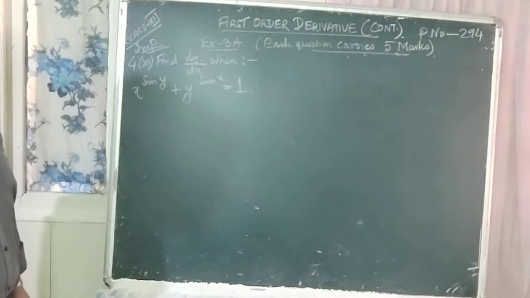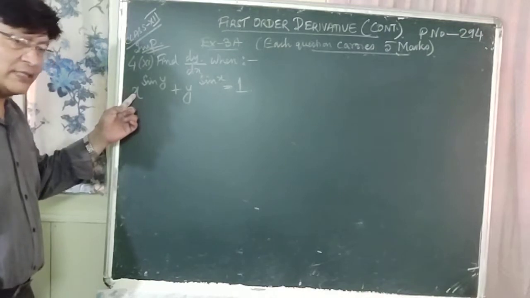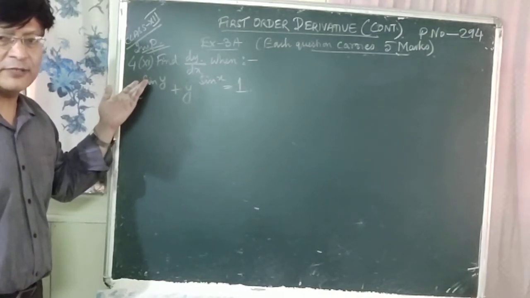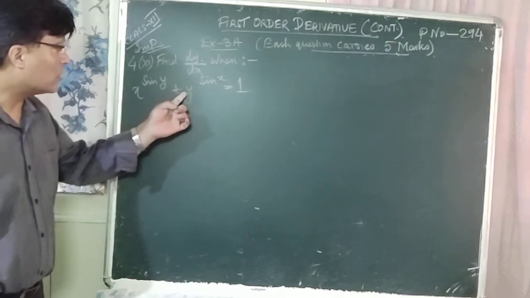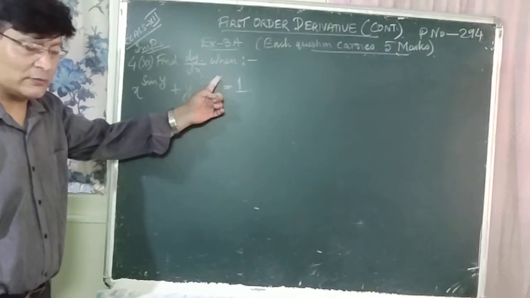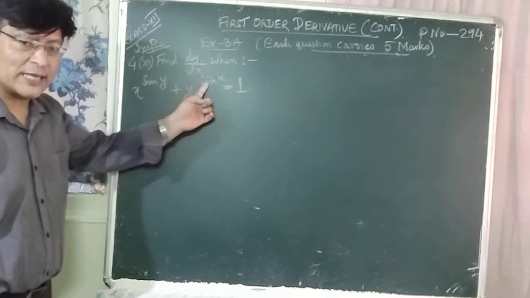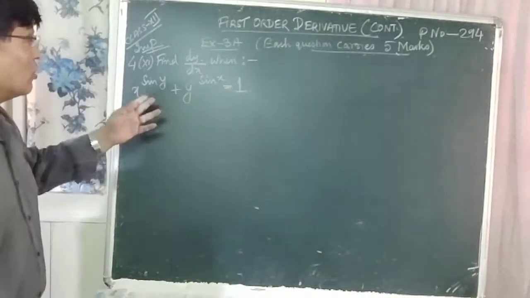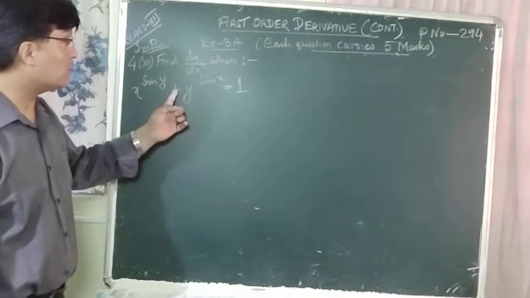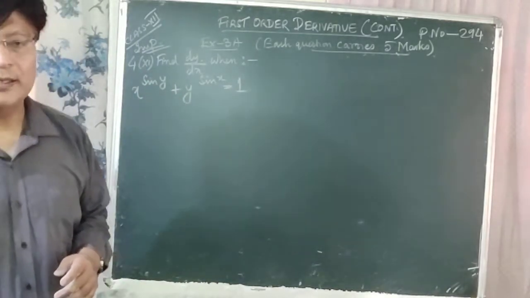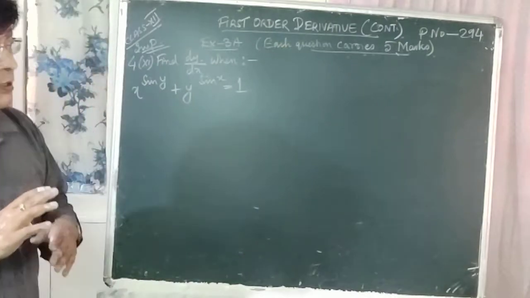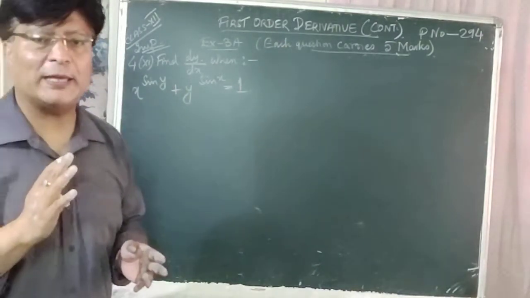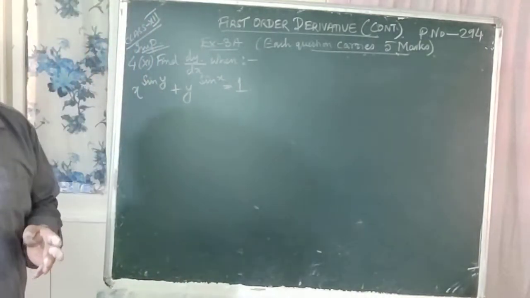So now how do you do it? This base is the variable, power sine y is also the variable. You cannot differentiate it directly. Here also y to the power sine x is given. Y is the base variable, sine x power is also the variable. You cannot take a log on both the sides here because there is a plus sign, and log of a plus b cannot be simplified further.